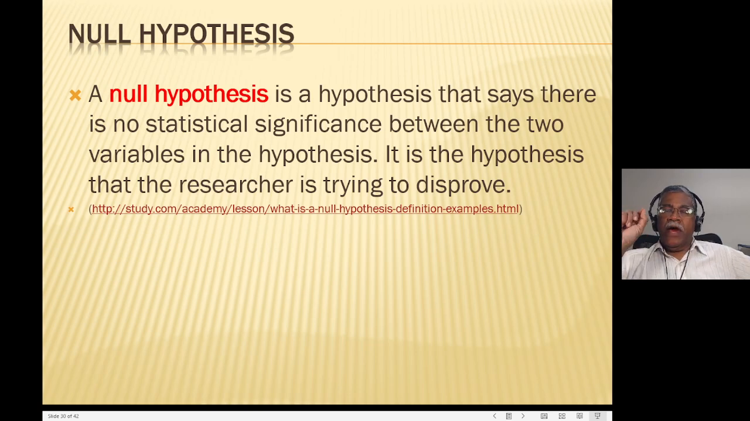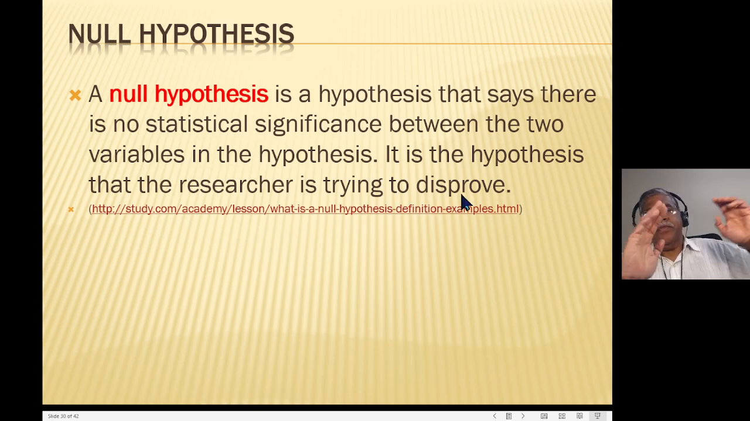Okay, so now it is very important to understand this concept of what a null hypothesis is. When you look at the chi-square tests and all of the other things that we're going to introduce in this class, we have to understand what a null hypothesis is. A null hypothesis says that there is no statistical significance, which is very important to understand contextually and conceptually. A null hypothesis is a hypothesis that says that there is no statistical significance between the two variables in the hypothesis. It is the hypothesis that the researcher is trying to disprove.